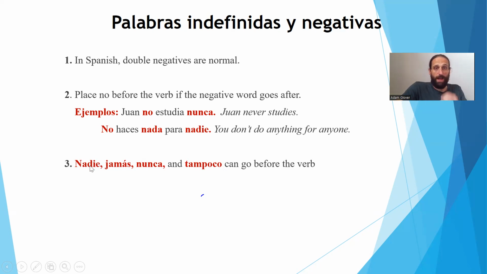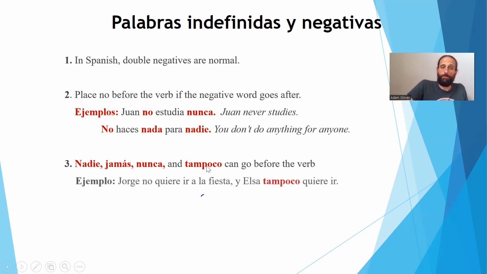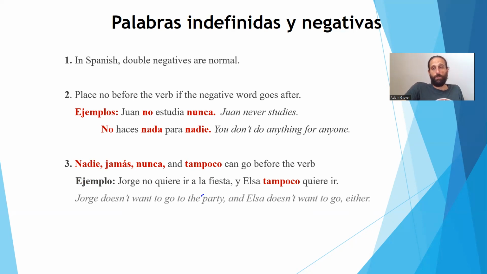Words like nadie, jamás, nunca, and tampoco can go before the verb. For example, Jorge no quiere ir a la fiesta y Elsa tampoco quiere ir. So Jorge doesn't want to go to the party, and Elsa doesn't want to go either, or in a slightly higher, more formal register, and neither does Elsa want to go. Here's another example.